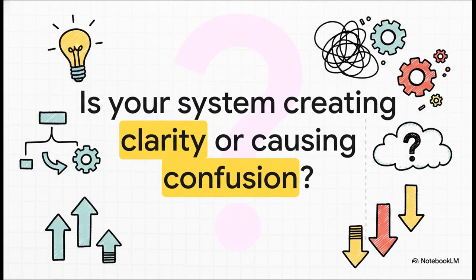And that really brings us to the final question, the one I want you to walk away with. Take a hard look at your own system. Is your current numbering system actually creating clarity? Or is it just causing confusion and frustration? The great thing is, now you know not only why it's happening, but you also know exactly how to fix it.